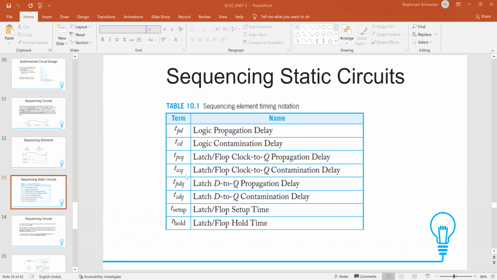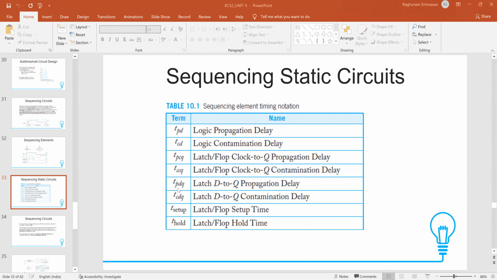The clock has come, but the output has not changed. How much time is there like that? Definitely the output has changed. When the clock comes, the output has to change. But like we saw in the previous example, there will be some amount of time for which it is not changing. It continues to stay at the previous value. That particular amount of time is called the contamination delay for clock to Q.